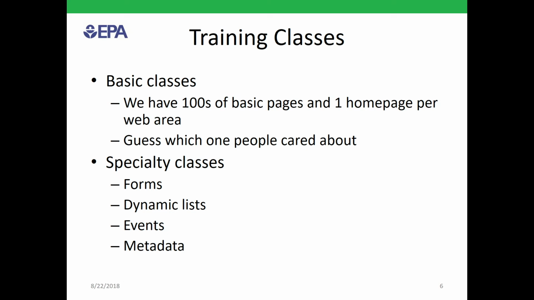We have hundreds, thousands of basic pages, and each web area has a web area homepage, and then it has other pages. And you can guess which one the people care about, right? Everyone cares about the homepage, even though that's like 1% or 5% of their content. No one cares about learning about all the other stuff, which makes up all the rest of the real content. And so we struggle with that, but we try to have classes that explain what people want to know.